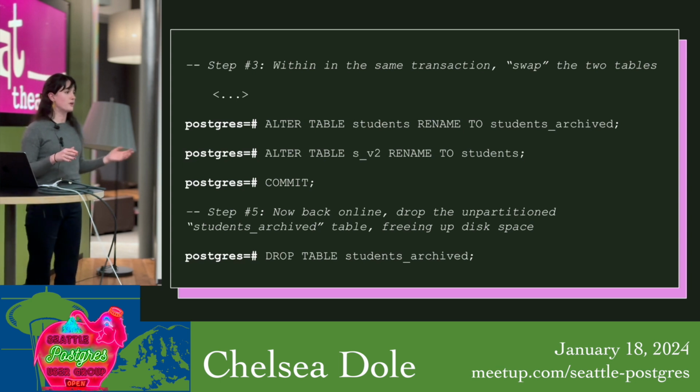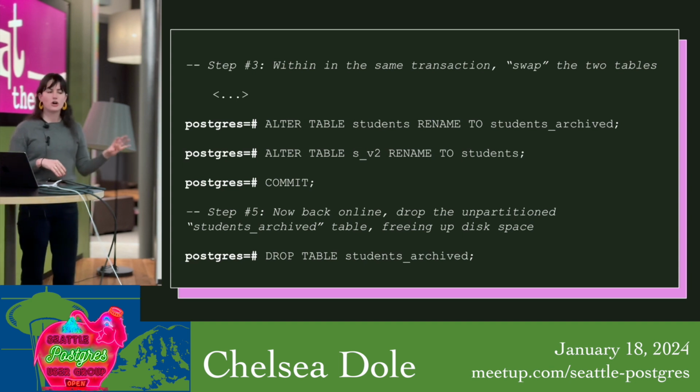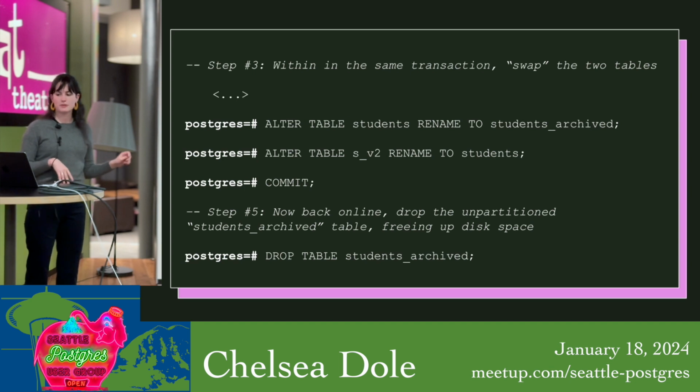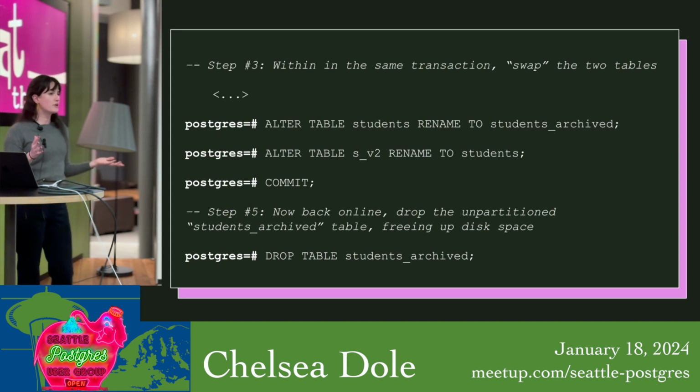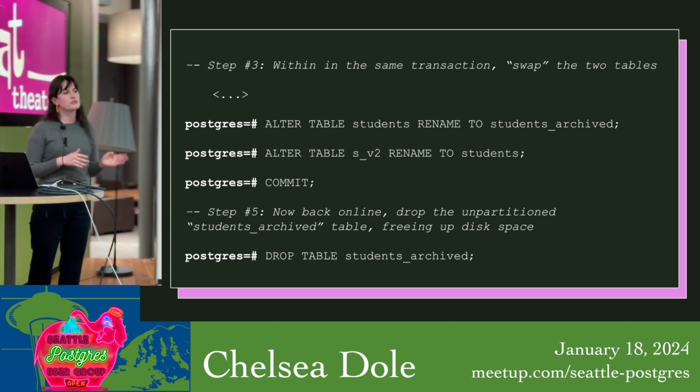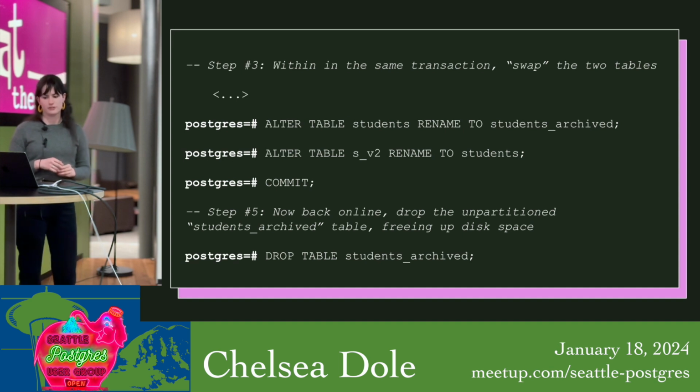So users only know that they're looking at something called students. They don't know if that table is partitioned or unpartitioned under the hood. So what we can do here is alter the original unpartitioned table to be called students_archived, or whatever else you might want to call it. And then within the same transaction, rename the new shadow table to be called students and commit. Once I commit, we're back online. And even though they don't know it, applications are now pointed at the new students table, which is partitioned.